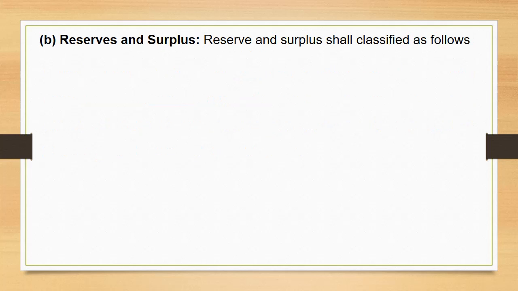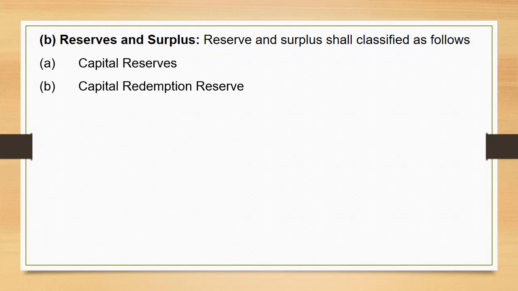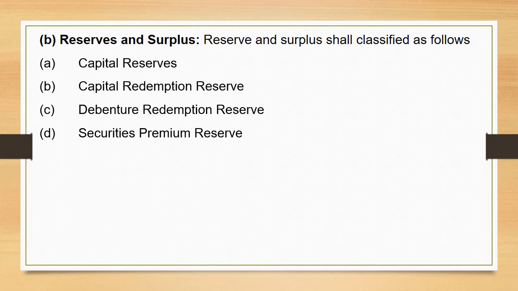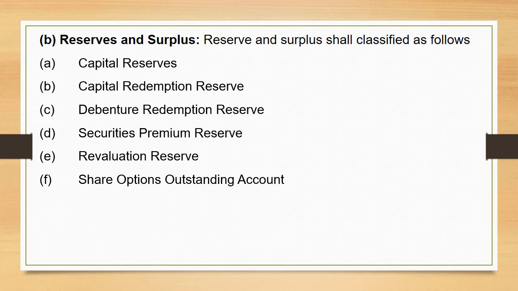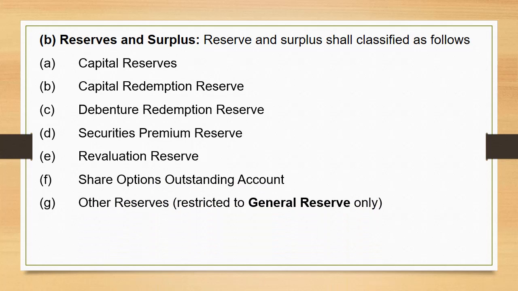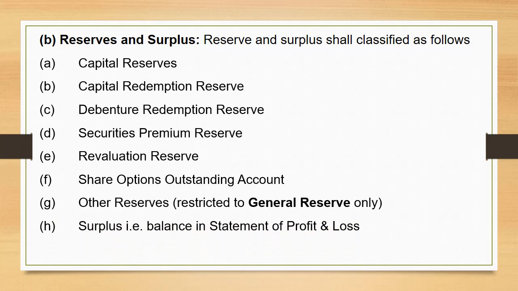Reserves and surplus. Reserves and surplus is the second head under shareholders fund, after share capital. Reserves and surplus should be classified as follows. We have 8 items to be shown. The first one is capital reserves. Second, capital redemption reserve. Third, debenture redemption reserve. Fourth, securities premium reserve. Fifth, revaluation reserve. Sixth, share option outstanding account.